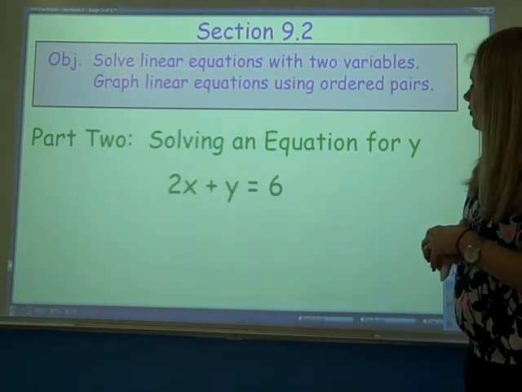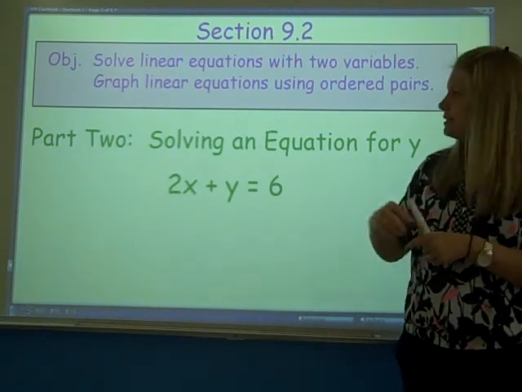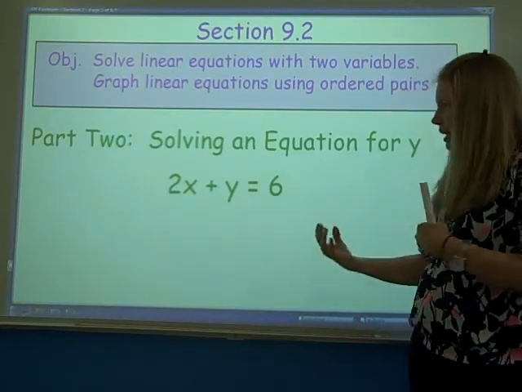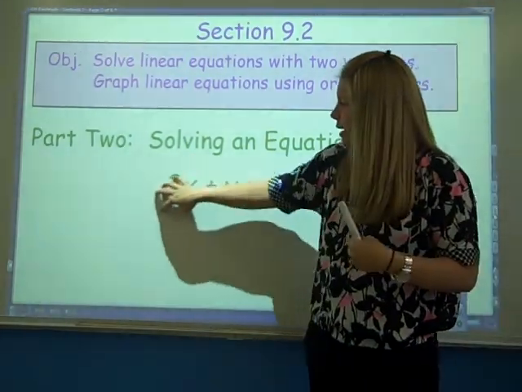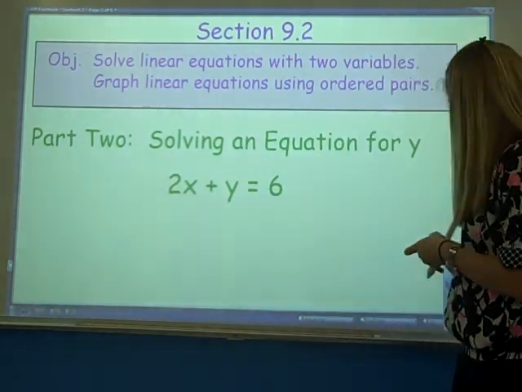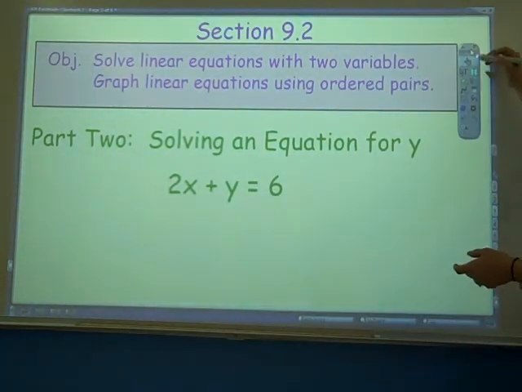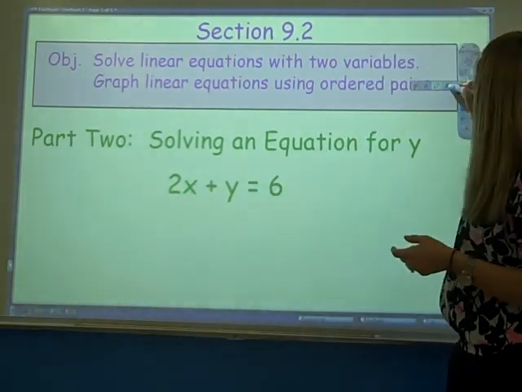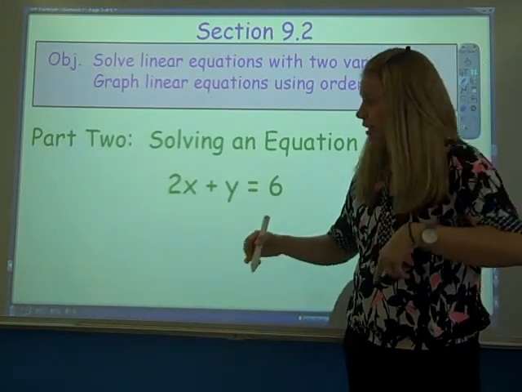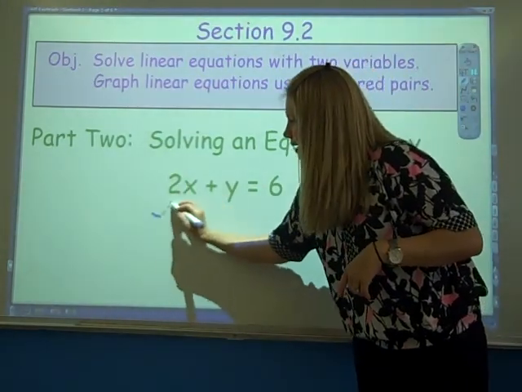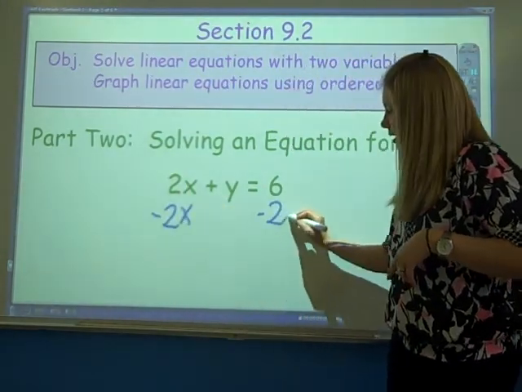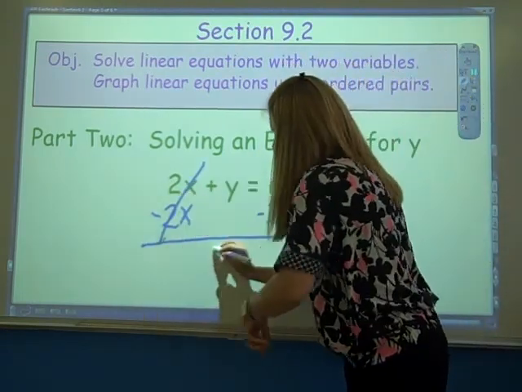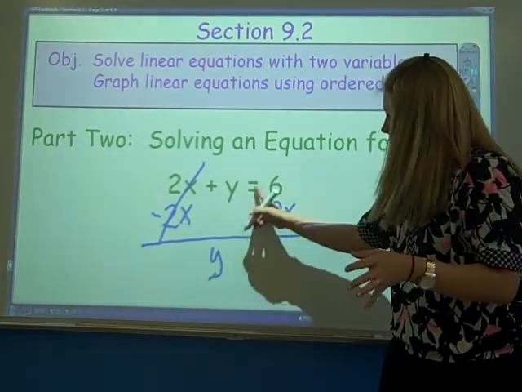Part 2. Solving an equation for y. What this means is that I want y equals and then all the other stuff on the other side. So I have to get rid of this 2x and move it out of my way. Well, when we move these in equations, to move the 2x, to get it to the other side, you actually have to do the opposite of it. This is a positive 2x, so you do minus 2x, minus 2x. So that got rid of it over here. So now we're left with y, which is great because that's what we want, equals.